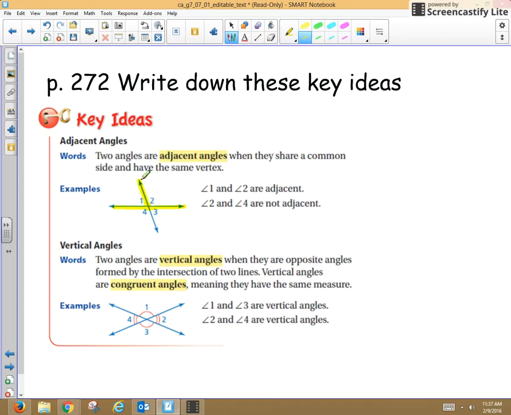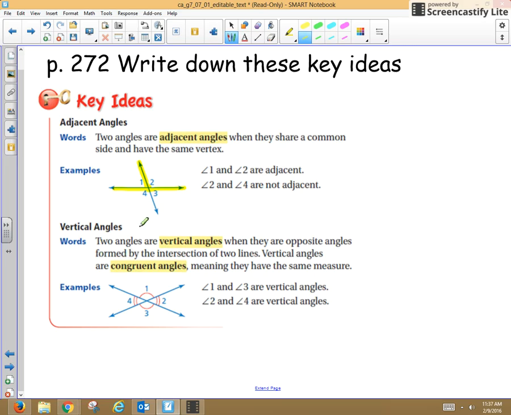However, angle 2 and angle 4 are not adjacent. Although they have the same vertex, they don't share a common line. Now, vertical angles are two opposite angles that are formed by two intersecting lines. Vertical angles are congruent angles, so that means they have the same measure.